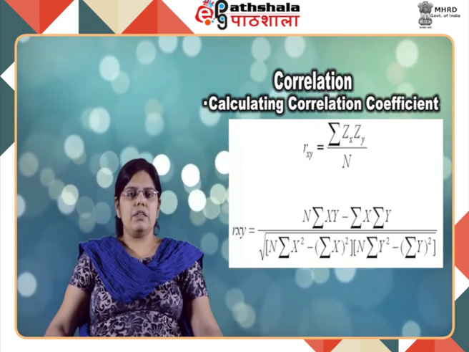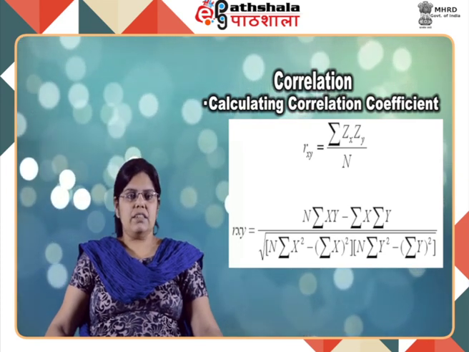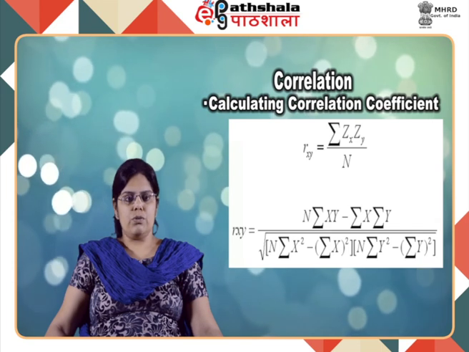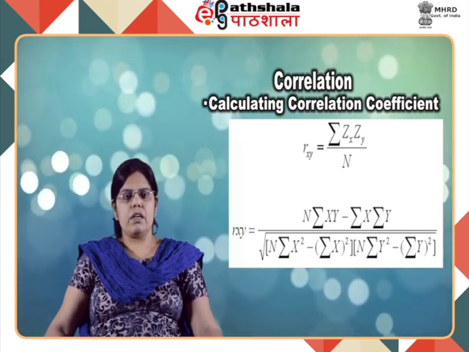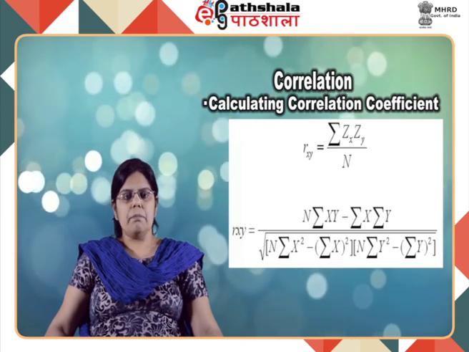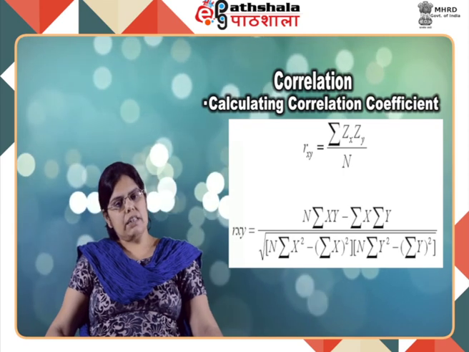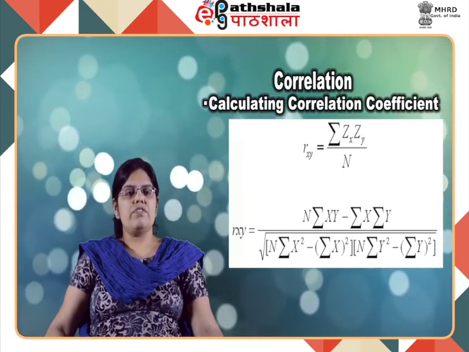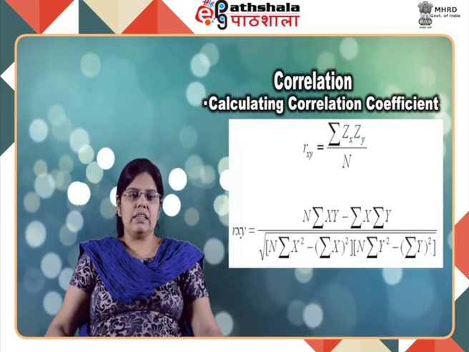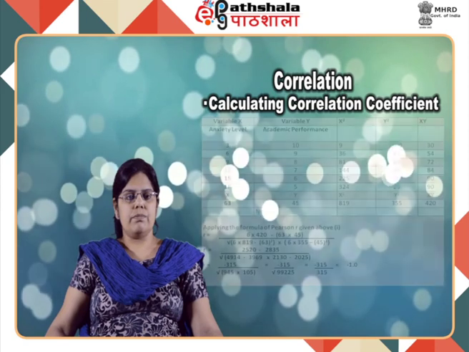The formula for calculating Pearson's r is depicted here, where n is the number of pairs of scores, sigma xy represents the sum of the products of paired scores, sigma x is the sum of x scores, sigma y is the sum of y scores, sigma x square is the sum of squared x scores, and sigma y square is the sum of squared y scores.